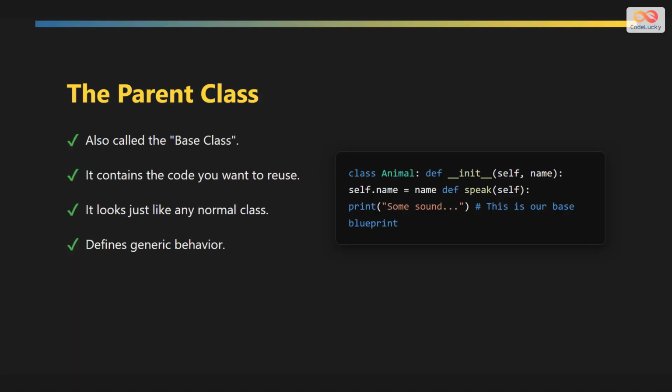The parent class, also known as the base class, is the blueprint containing the code you want to reuse. It is defined just like any other normal class. Here, we have an animal class with a basic initializer and a method called speak. This defines the generic behavior for all animals.